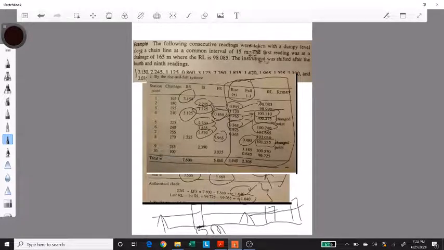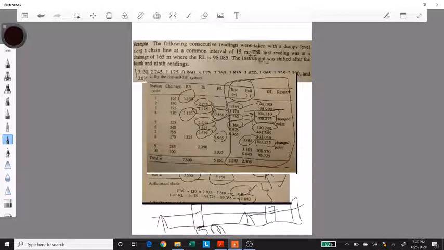So as you can see, the rise and fall method is pretty simple. All you have to do is remember, from the first reading you have to subtract the second reading. If it's a positive answer, it's a rise. If it's a negative answer, that's a fall. And the first reading can be a backsight or an intersight, and the second reading can be an intersight or it can be a foresight, depending on when you change the location of the instrument. So this is how you perform the computations. If you fill up the table correctly, then it becomes very simple.